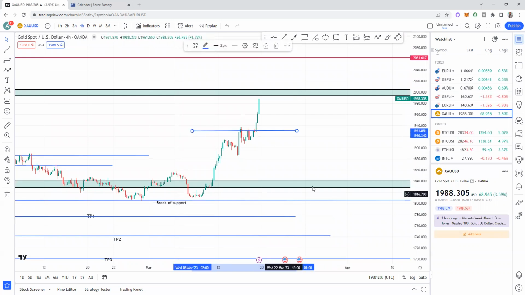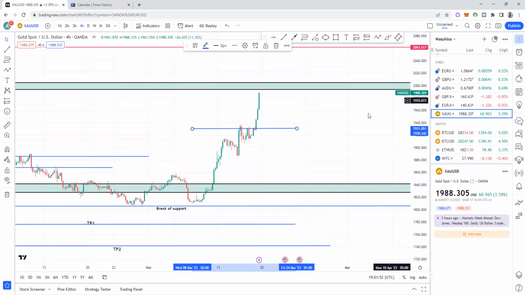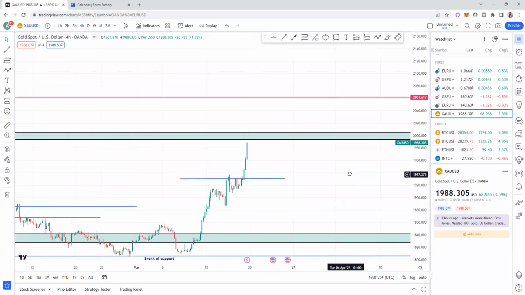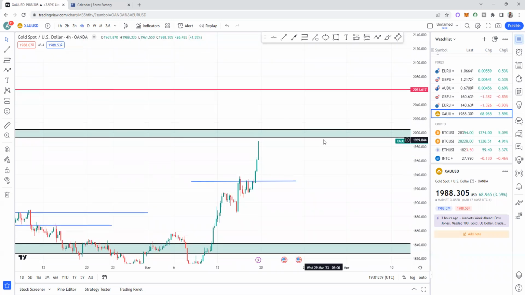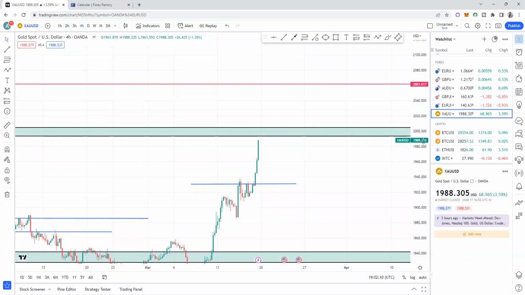So I'll also be watching gold. If the FOMC meeting news doesn't favor the dollar, if the dollar is weakened, we are probably going to see a breakout from this range. We can see gold move above 2000. All right, so moving forward.